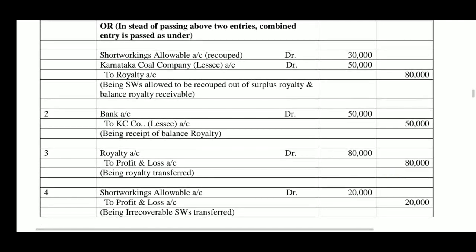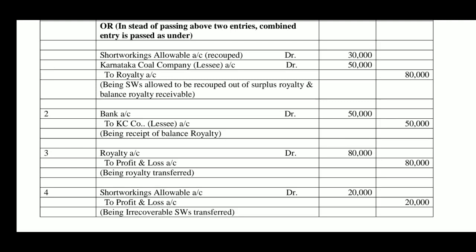Nextly, royalty is transferred to P&L account. Royalty account debtor to profit and loss account, being royalty transferred 80,000. 80,000 is the actual royalty. Here, one more entry is passed in the year 2018.